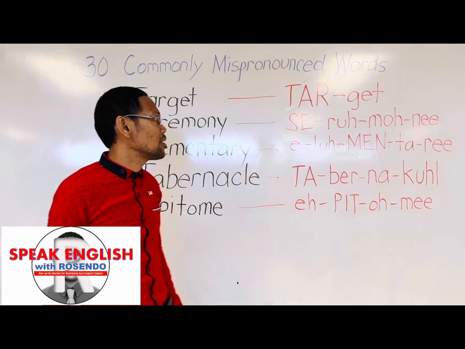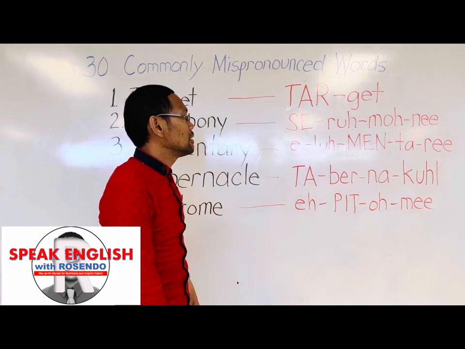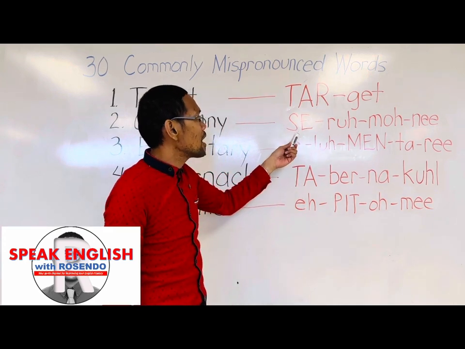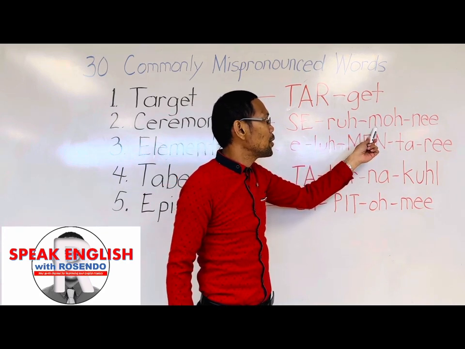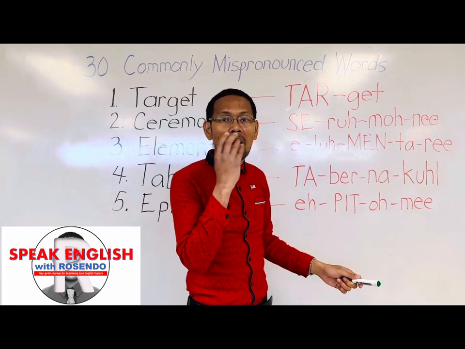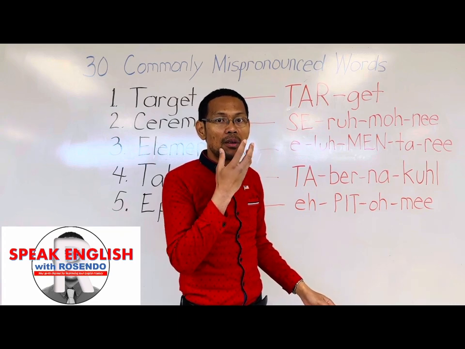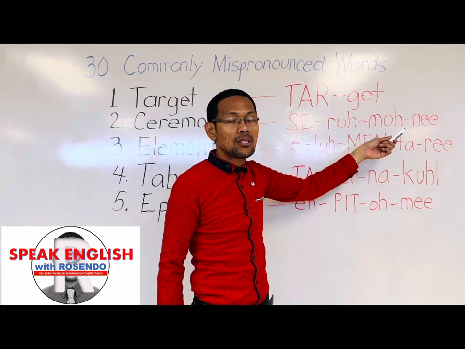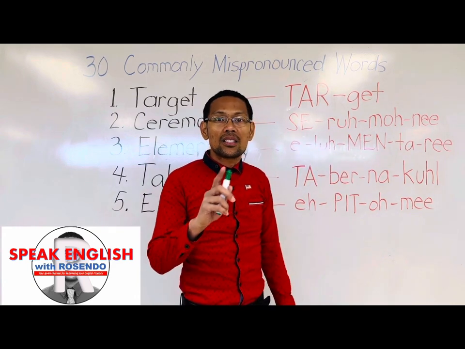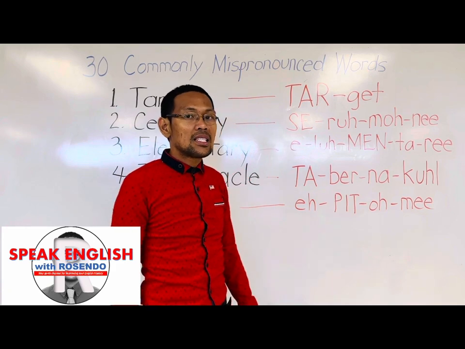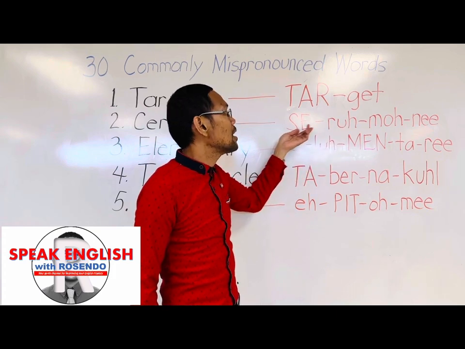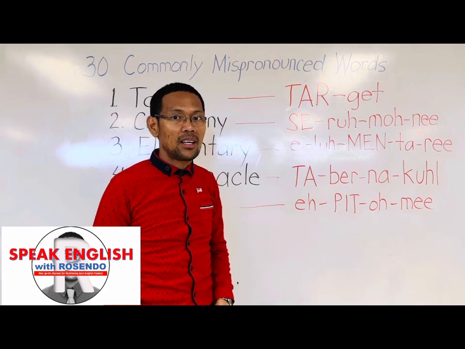Down to number two, we have a four-syllable word. It's pronounced ceremony. The emphasis is also on the first syllable. And then we have here the third syllable. We pronounce this as mo. Your mouth or your lips should follow the circular motion or formation of the mouth. We have there the schwa, ceremony, okay.